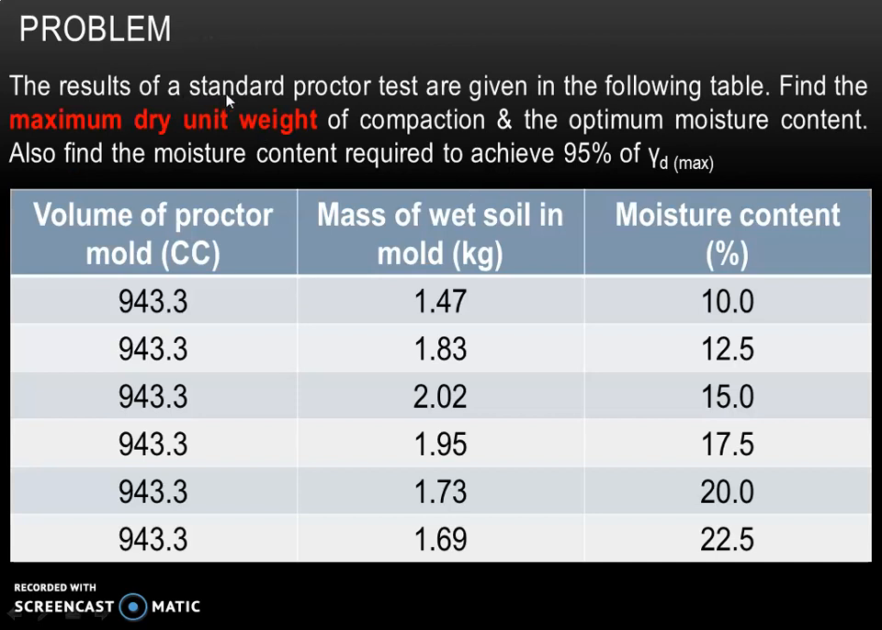Consider a problem in which the results of a standard Proctor test are given. The volume of the Proctor mold in cubic centimeters is mentioned. The mass of wet soil in the mold is given in kg and the moisture content is given in percentage. With these values, we need to find the maximum dry unit weight of compaction and the optimum moisture content. Along with these two values, we are also asked to find the moisture content required to achieve 95% of maximum dry unit weight.